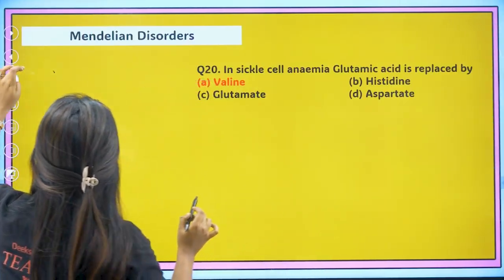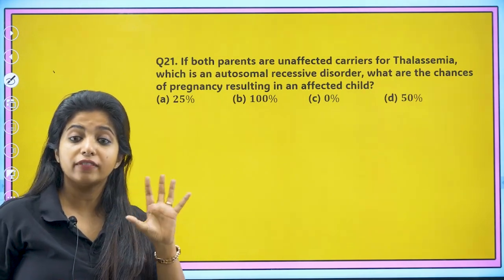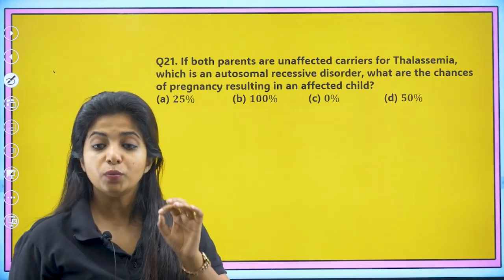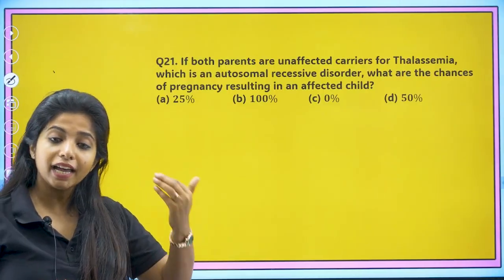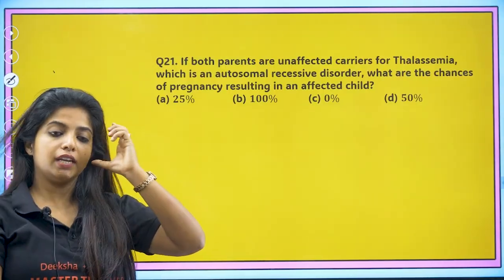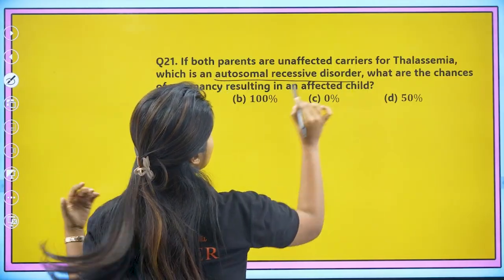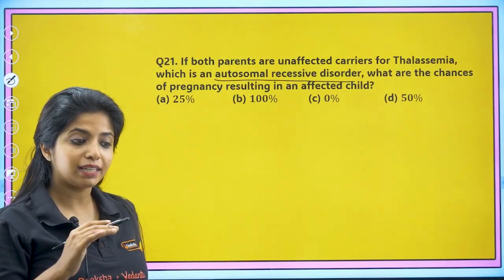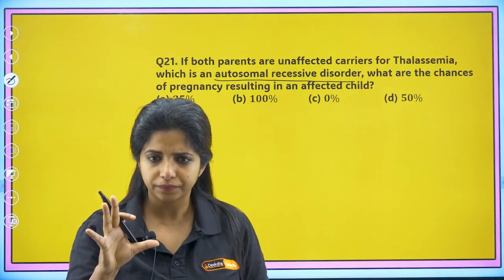You come here, Baba. I cannot move like that. Okay. If both parents are unaffected carriers of thalassemia, which is an autosomal recessive disorder, what are the chances of pregnancy resulting in an affected child? My dear children, here they have clearly mentioned, they have given you a hint also, that it is what? Autosomal recessive disorder. That means it is not a problem that is linked with your sex chromosome.